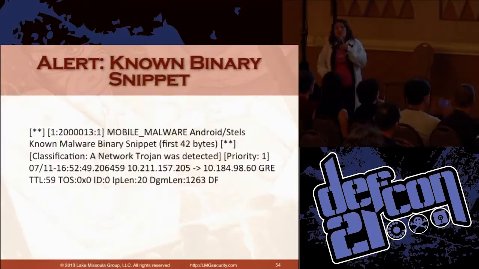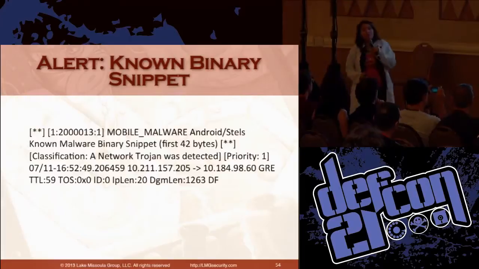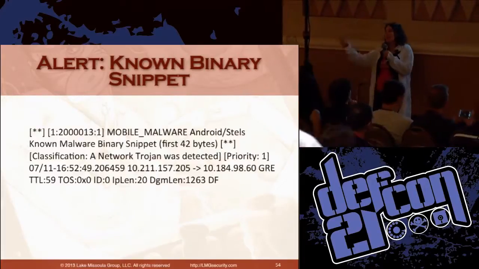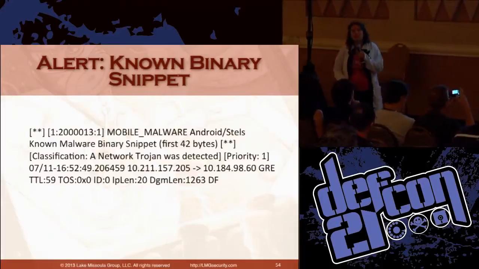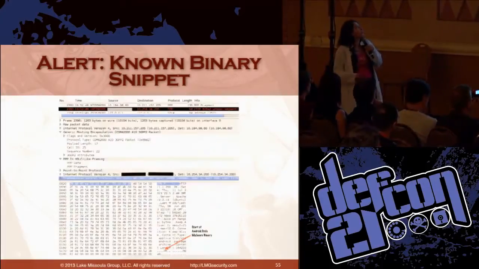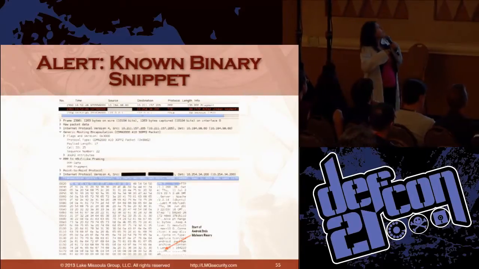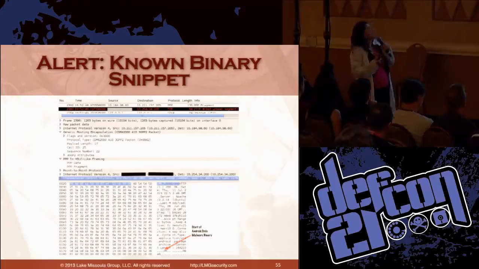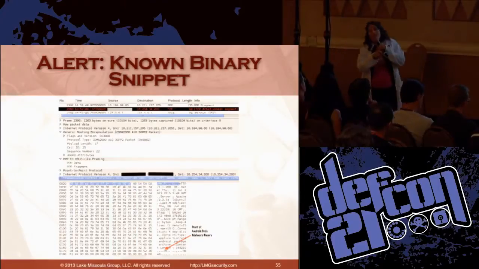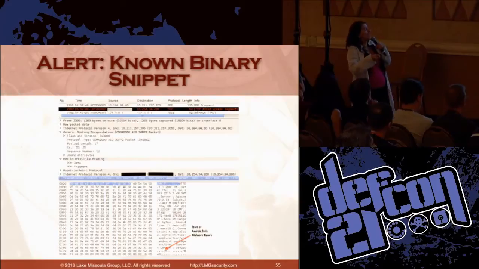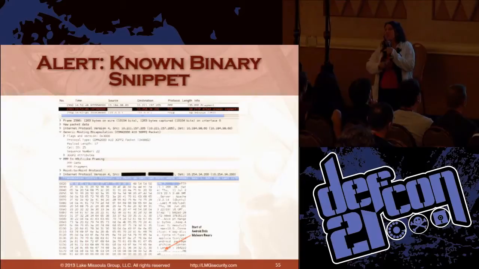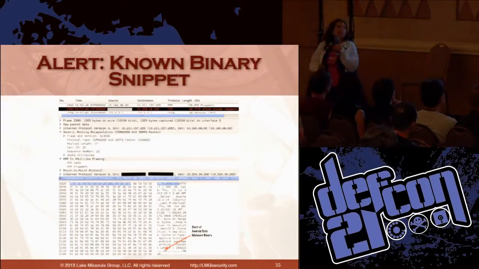The second Snort alert that popped up was an alert on the malware binary snippet, the first 42 bytes. So after that GET request happened, we saw the first 42 bytes come up, and that came up multiple times, actually. Here it is in Wireshark. Now, because this was coming the other way, this was an inbound instead of an outbound HTTP message, Wireshark actually dissected it to a much greater level. We actually see the IP there. We actually see the TCP there. It didn't get the HTTP, but you can see here the start of the Android Stels malware binary, that PK that indicates it's a Windows executable file.